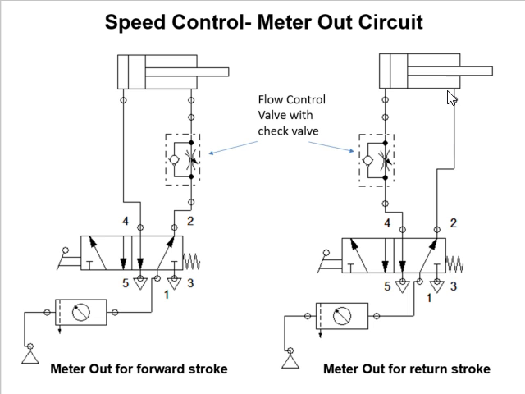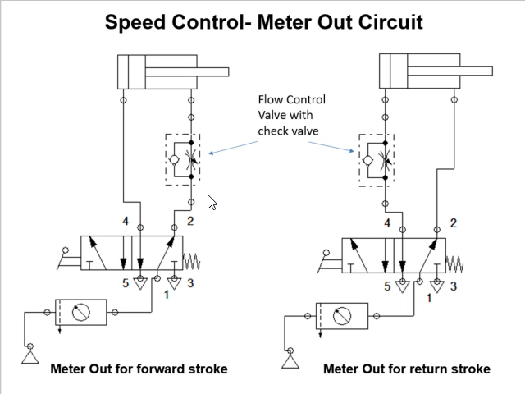during the return stroke, the fluid which is coming out from this cap end side is controlled, as it is blocking the fluid at the check valve. So in both circuits, the fluid which is coming out is controlled, so it is called a meter out circuit. These two are the main types of controlling the speed of the actuators.